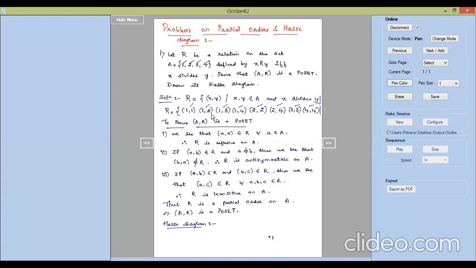Next we have 1, 2. We will draw 1, 2. Means from 1 to 2 there should be an edge. So 1 to 2 means it is drawn from the bottom. If you remember, the third condition says that all your edges are directed upward. They are directed upward. So it is obvious that from 1 to 2 there is an edge.